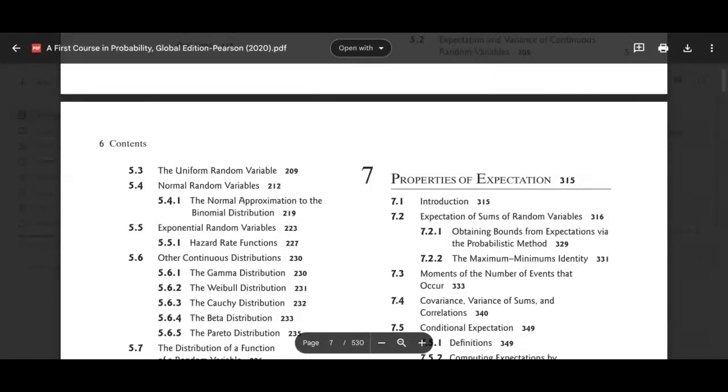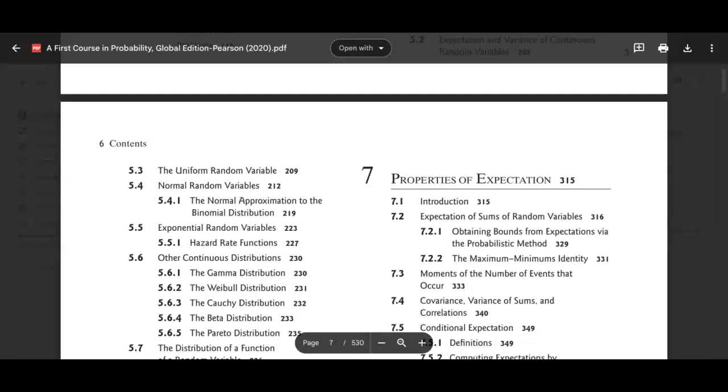We stopped at the Pareto distribution. Is the Pareto distribution on our syllabus? I don't want to even talk about those difficult distributions. I'm checking our syllabus. Yeah, we don't need to talk about the Pareto.